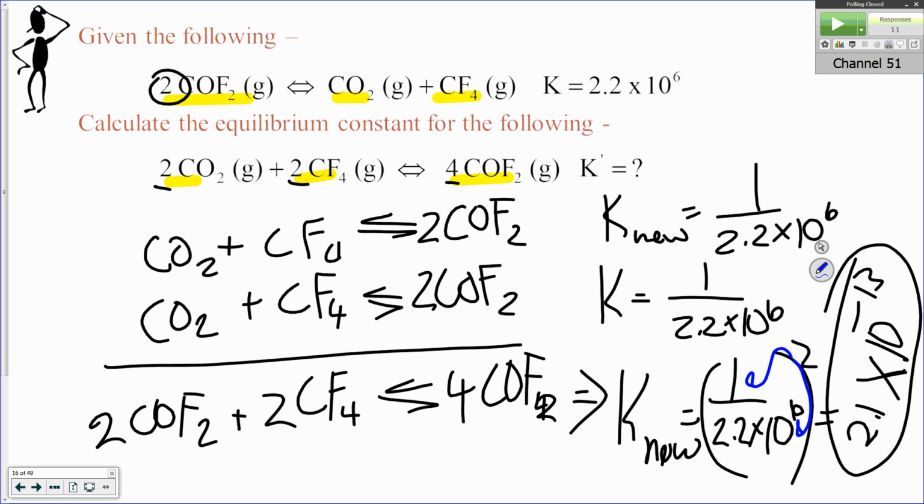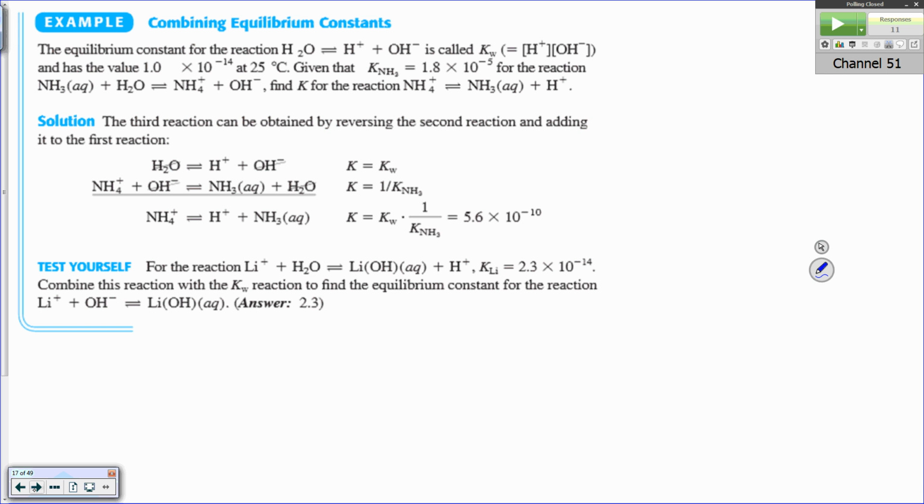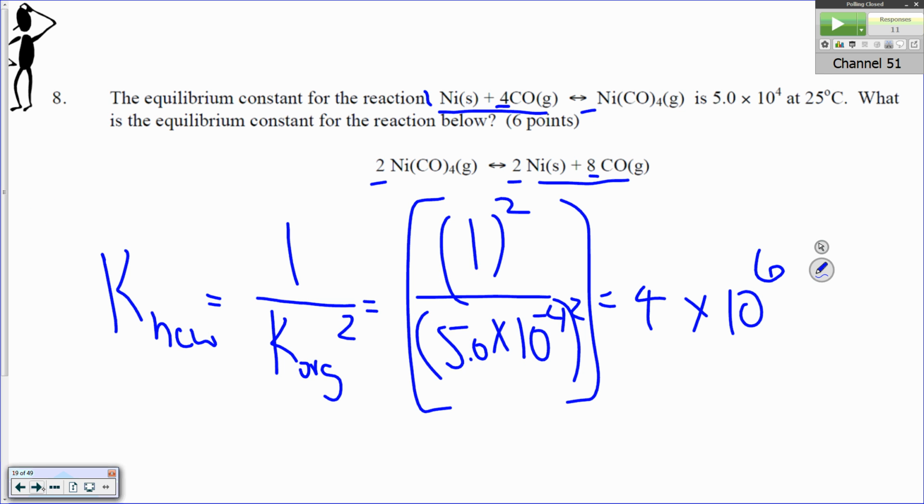Oh, yeah. I got a different answer. Yeah, I got a different answer too. Okay, well, I may have plugged in my calculator wrong. I just raised it to the -2 power. I don't know. Let me look at my calculator, see if I get the same answer.